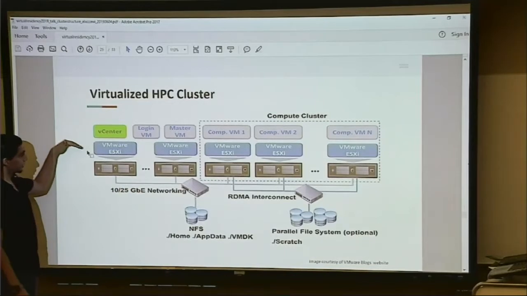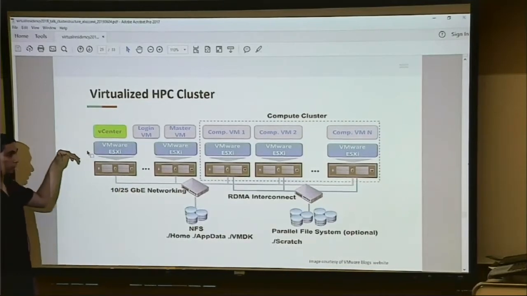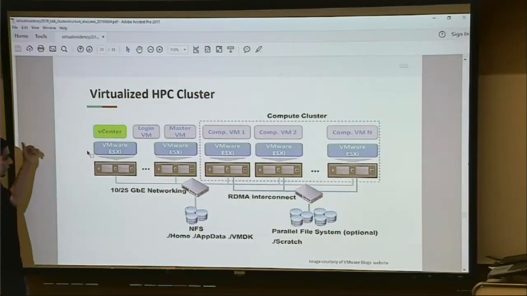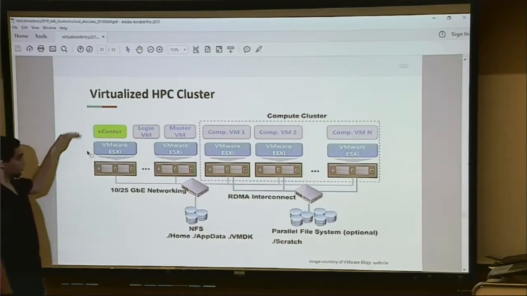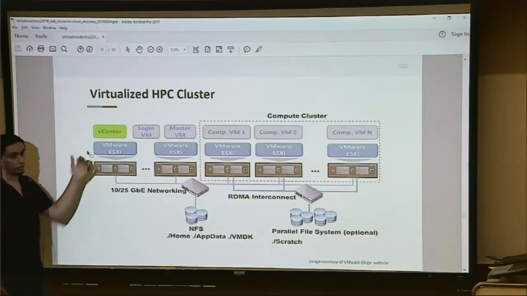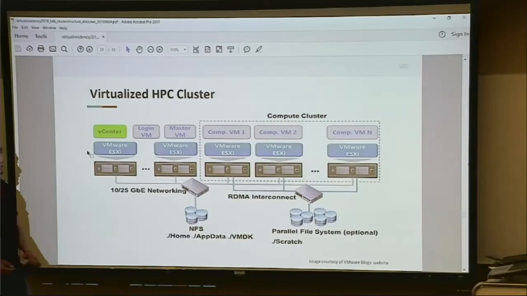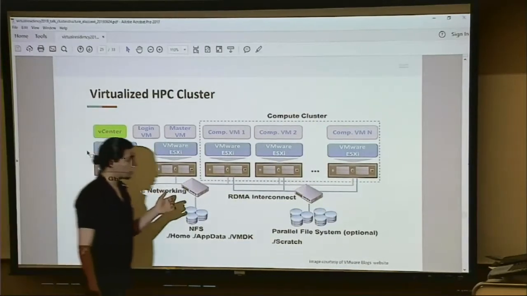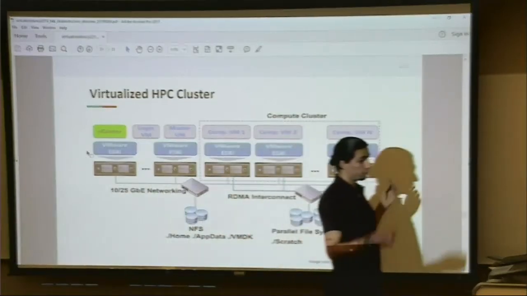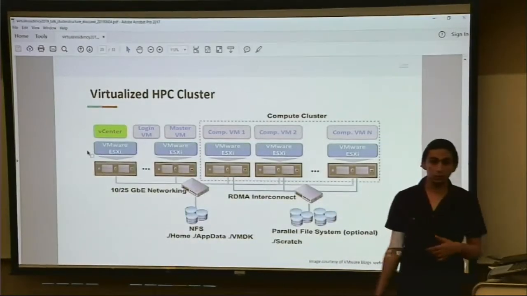But you're just adding a new layer that is your virtualization environment. In this case, it's VMware. And then you run all of your nodes and all of that the same exact way as you were doing in your traditional HPC.